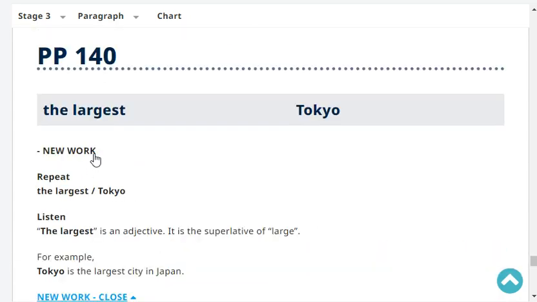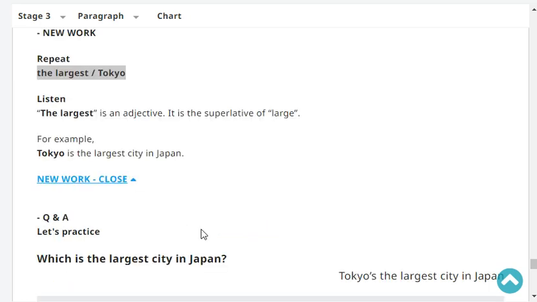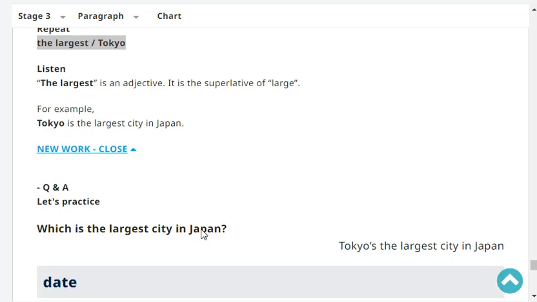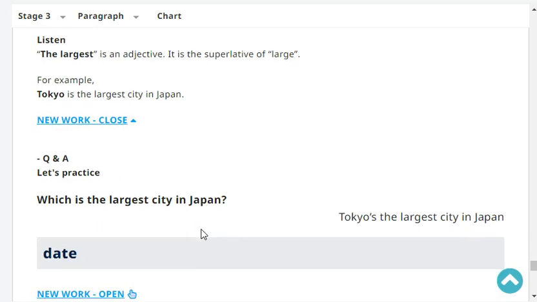Very good. Next, repeat, the largest. The largest. Tokyo. Very good. Okay, listen. The largest is an adjective. It is the superlative of large. For example, Tokyo is the largest city in Japan. Let's practice. Which is the largest city in Japan?